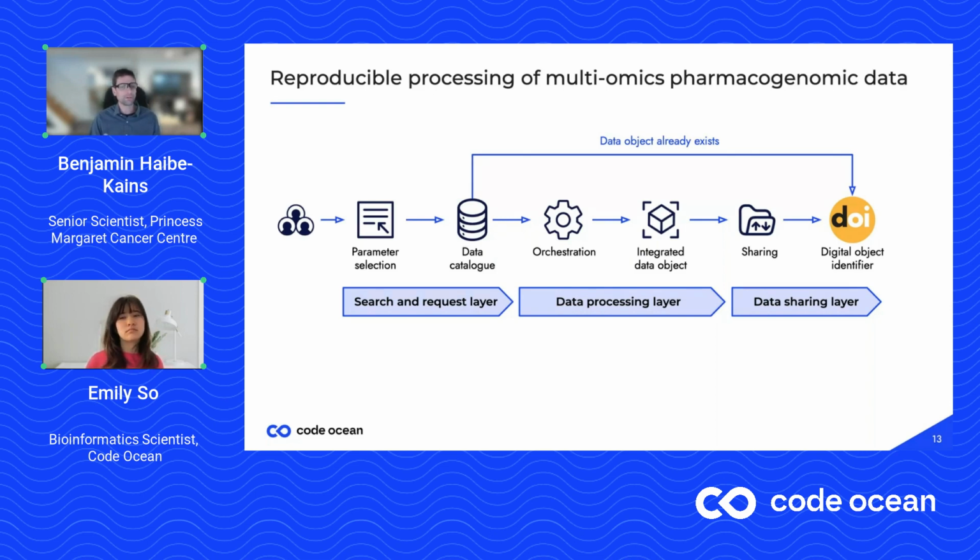If the data object already exists, meaning a previous user already requested the exact same data, the user directly gets the digital object identifiers and a link to the data. If that data object does not exist yet, then the request is sent to an orchestration pipeline where all the omics layers, all the omics data, are processed in a completely transparent way. So all that code is visible to the user to create what we call an integrated data object.